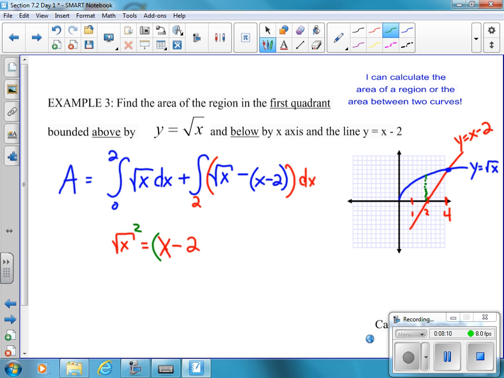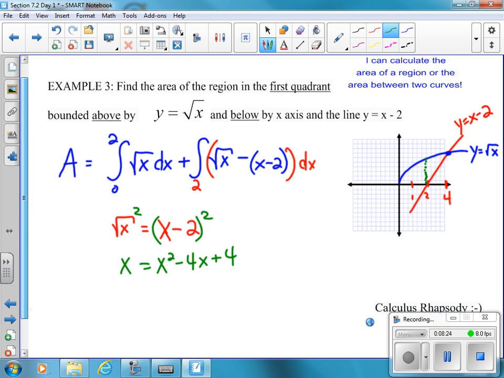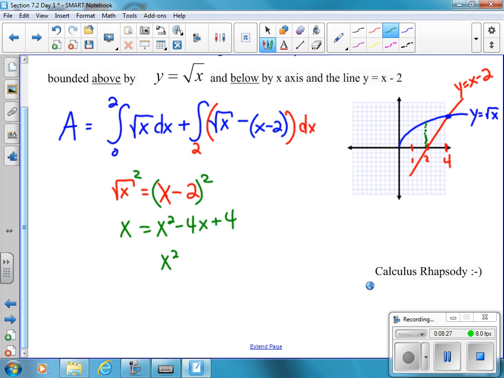So we're going to have to square both of these. This becomes x. And we actually have to FOIL x minus 2 times x minus 2. We're going to subtract x from both sides, so we'll have x squared minus 5x plus 4 equals 0. If we factor these two, we get x minus 4, x minus 1, right? So our two places where these lines intersect are 1 and 4.